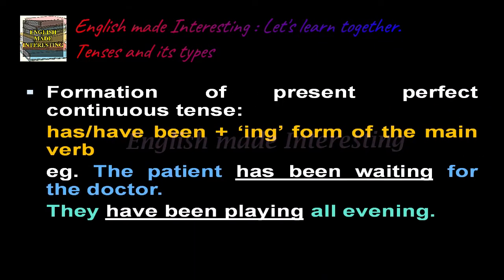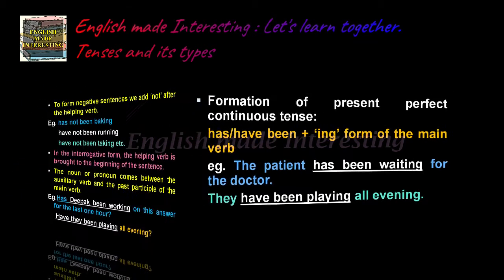Now, formation of present perfect continuous tense. Has or have been plus ing form of the main verb. The patient has been waiting for the doctor. The patient, singular, so the patient has been waiting for the doctor. They have been playing all evening. They, plural, so they have been playing all evening. It is present perfect continuous form of the verb.